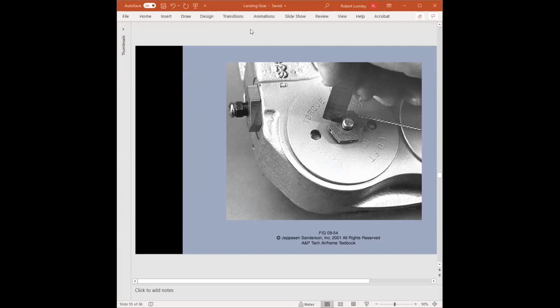Okay, folks, I'm back. All right, so what we're talking about now is the brake inspection and service. One of the things is making sure that the brake pads, or brake linings, are within limits, that they are not below wear limits and such.